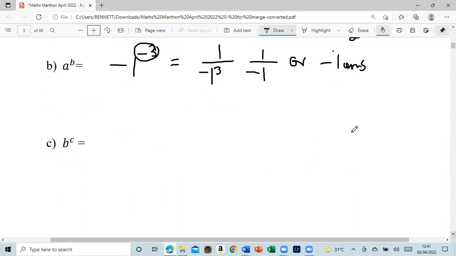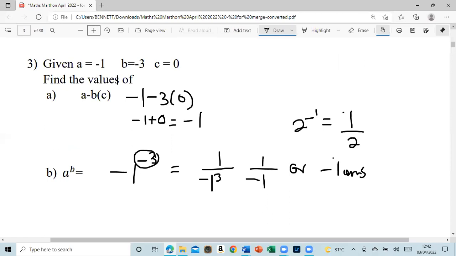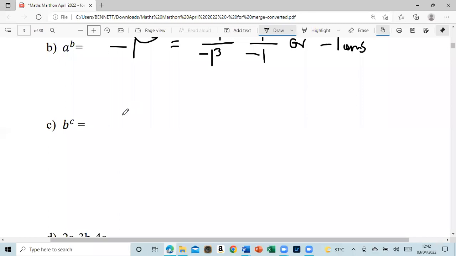B raised to the C. Go back up here. What was the value of B again? -3. -3 raised to the 0. 1. All right, very good. Any number raised to the power 0 is 1.